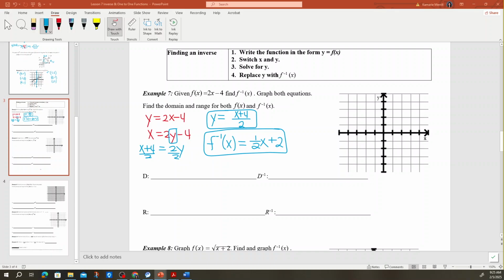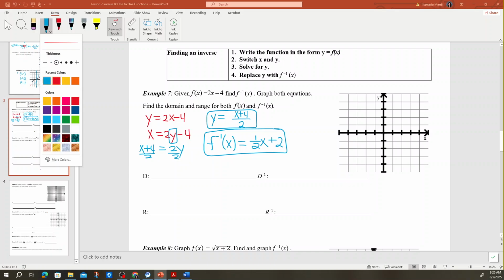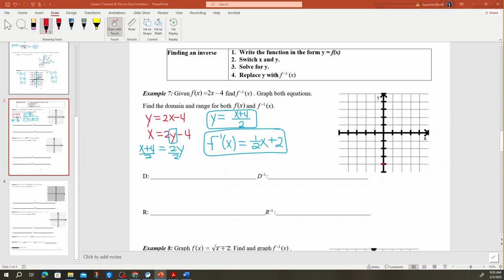Okay, let's do the original in red. Let's do 2x minus 4. How do we graph linear functions that are in slope-intercept form? Go to the y-intercept, which is -4, and then what's our slope off of that? 2/1. Up 2, over 1 in the positive slope direction, right?